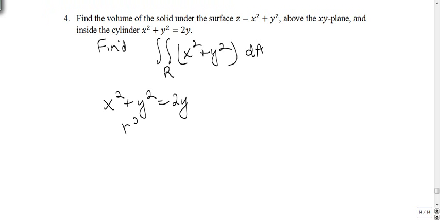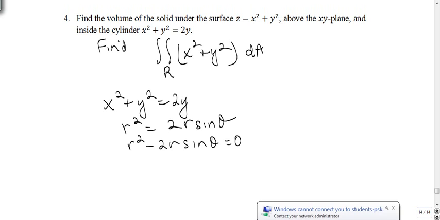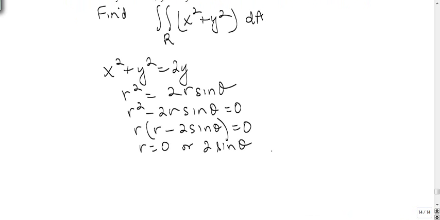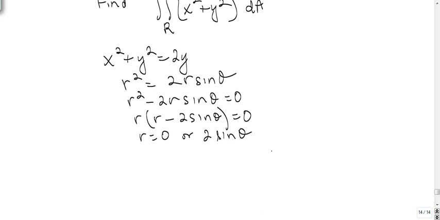So this is r squared equals 2y, which is 2r sine theta. Now we need to solve. So r squared minus 2r sine theta is 0. So r times (r minus 2 sine theta) is 0. So r is 0 or 2 sine theta. So these are our limits for r. r goes from 0 to 2 sine theta.